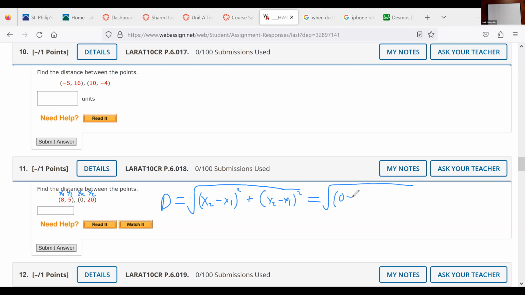x2 is 0 minus 8, plus y2 minus y1, 20 minus 5. What's 15 squared again? I don't remember. You guys' calculator time. 225. So square root this value.